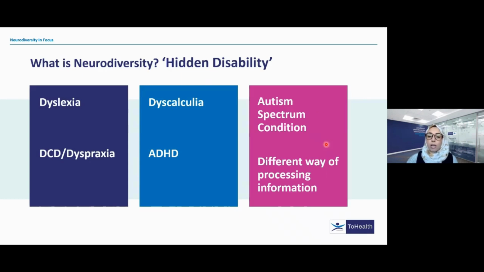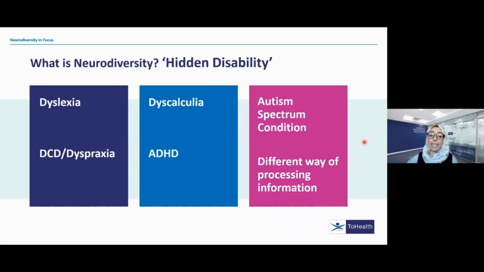All of these conditions are a different way of processing information, and it's important to understand that people who are neurodivergent can be found across the spectrum of intellectual ability. So it has nothing to do with intelligence. Usually these conditions are persistent, so they will have been present since childhood, but we do know that they can be brought on by head injury, brain trauma, or a stroke, for instance.